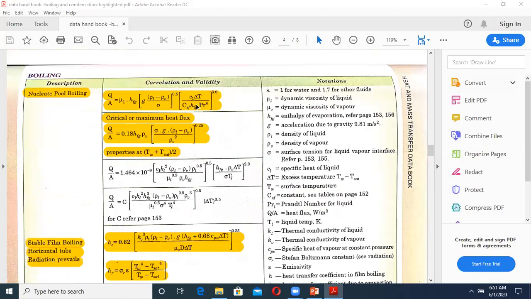Then HFG, just now we saw the latent heat. Then the Prandtl number PR we also saw in the liquid table. The n value is equal to 1 for water. Then substitute here to get the heat transfer, or the heat flux.